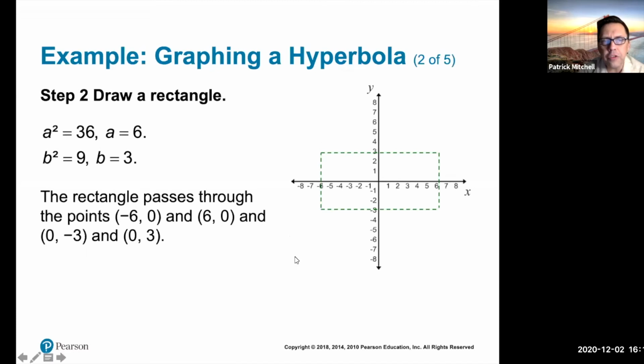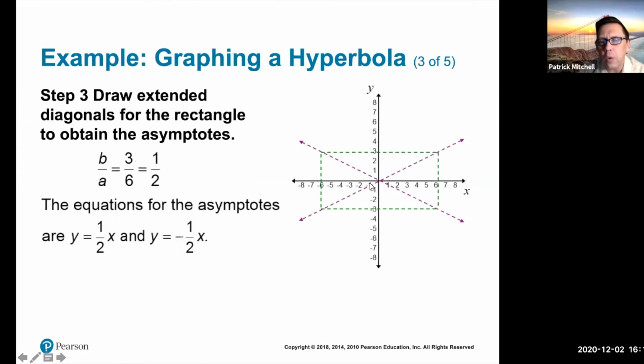All right, next we'll draw the rectangle. Since a squared is 36 and b squared is 9, that means a is 6 and b is 3. So the rectangle is going to pass through the points negative 6, 0 and 6, 0, which remember are the vertices, and also 0, negative 3 and 0, 3.